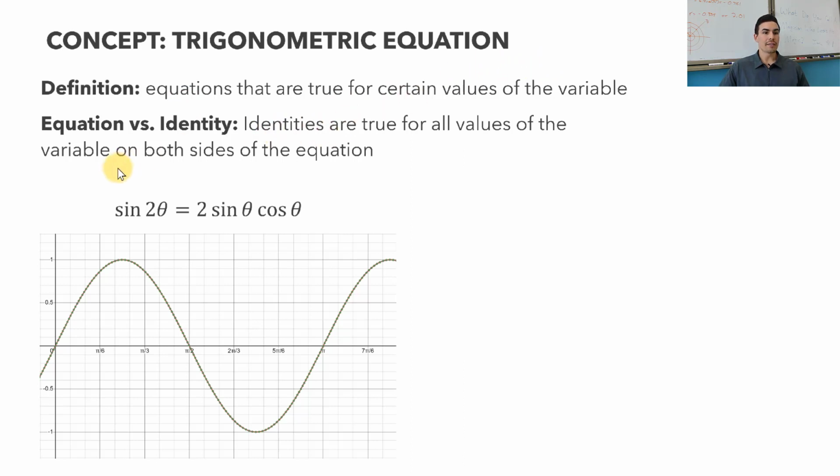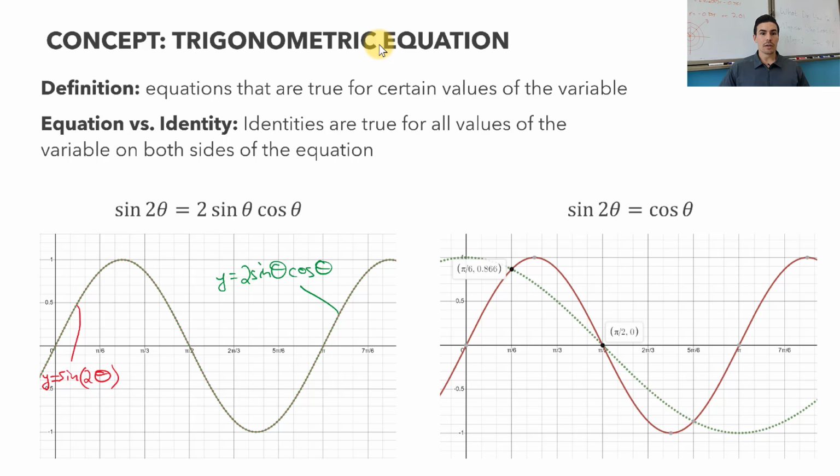So for instance here, I've got sine 2 theta is equal to 2 sine theta cosine theta. Now we can see here I have what looks like one graph, but if you look really close, I actually have two graphs laid over the top of each other. The red graph, which is a little bit harder to see, is y equals sine 2 theta. And the green dotted graph that's over the top is y equals 2 sine theta cosine theta. So you can see that for every single value of theta, those are actually the same curve, the same graph.